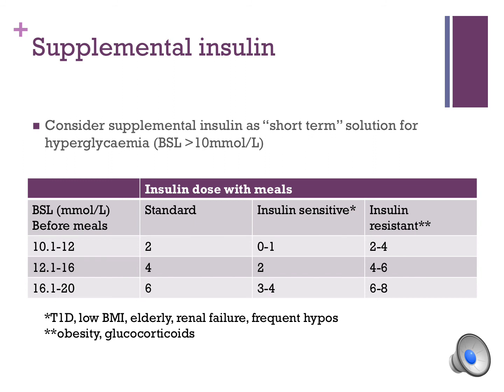However, as you can see in the last 2 columns, it's important to tailor the supplementary sliding scale according to how insulin resistant or sensitive they are. For example, a patient who's obese or who's on glucocorticoids would require more insulin than standard dosages.